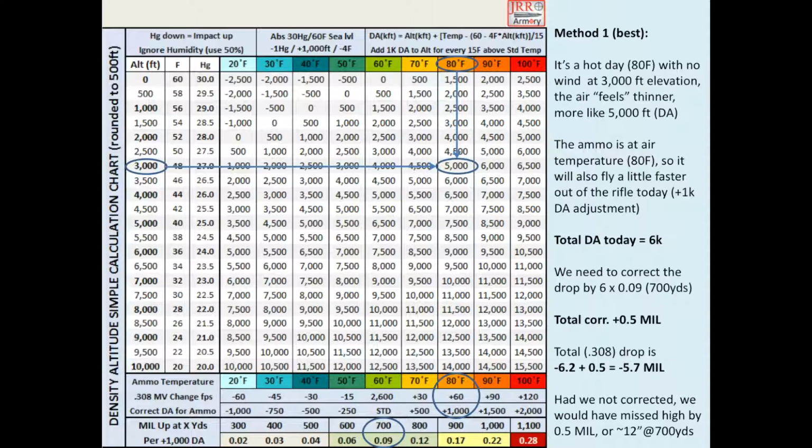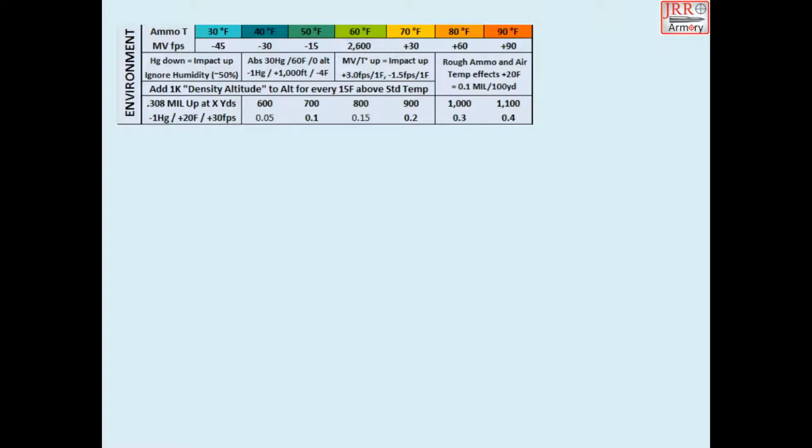And if you remember, our target was 9 inches in radius, so this would have been a miss above the target. The card here summarizes many of the concepts we have addressed. The ammo temperature to muzzle velocity effect. The fact that if the pressure goes down, the impact goes up. Humidity we haven't mentioned yet, but essentially it can be ignored. It has a very negligible impact. You can use 50%.